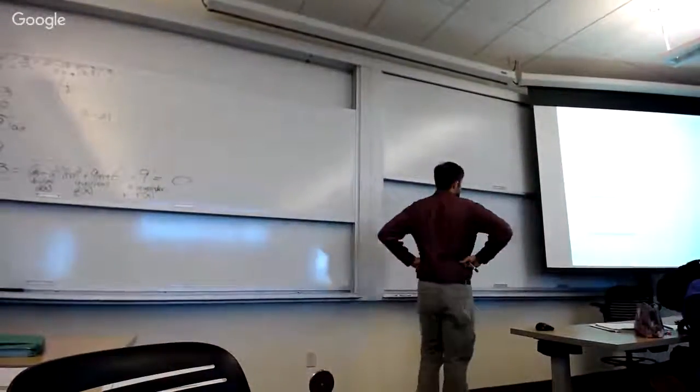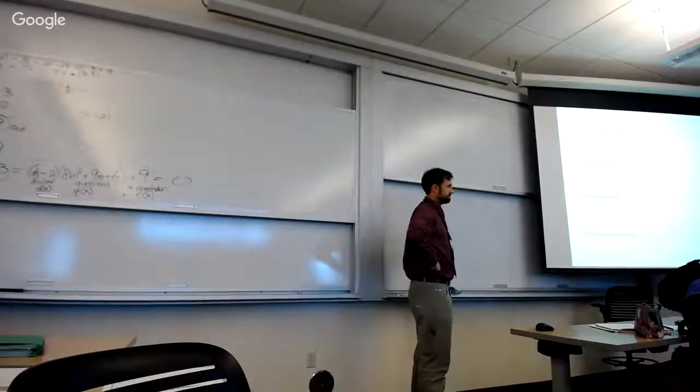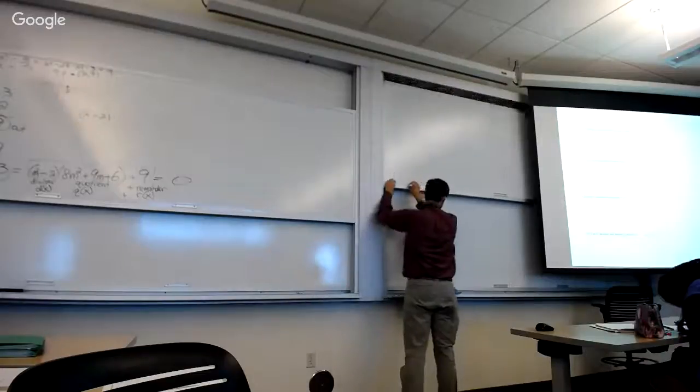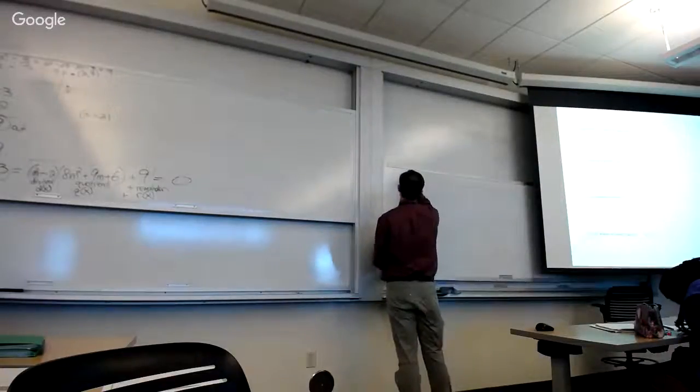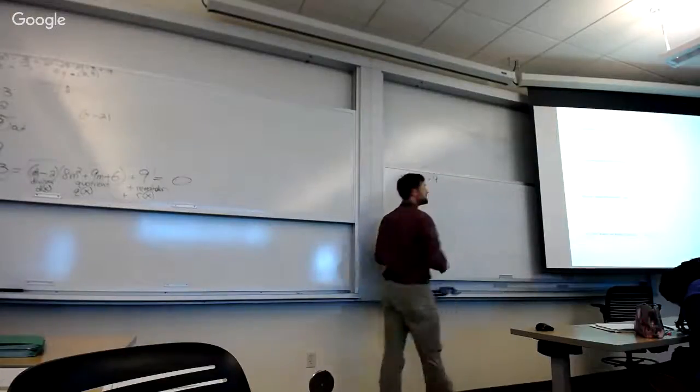Did you get 16x squared minus 24x plus 9? Is that what everyone got? Let's check. You got 16x squared minus 24x plus 9. Is that what everyone got?